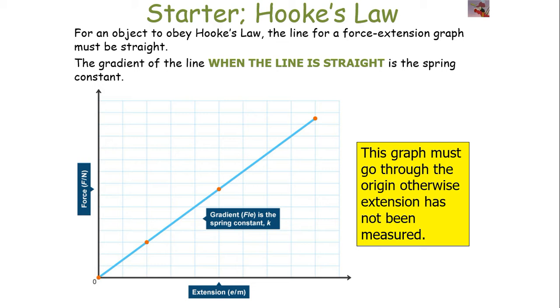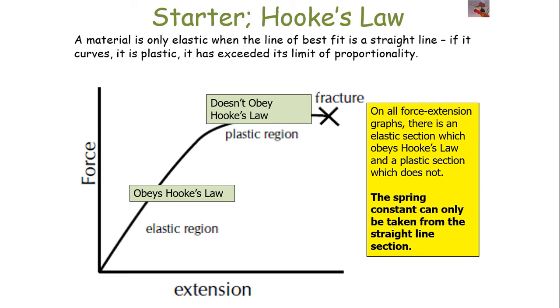Now, if the material is obeying Hooke's law and force and extension are in direct proportion, the line will be a straight line through the origin. As a result, we can observe that when it's a straight line through the origin, you can measure the spring constant, the object is acting elastically, it's obeying Hooke's law.